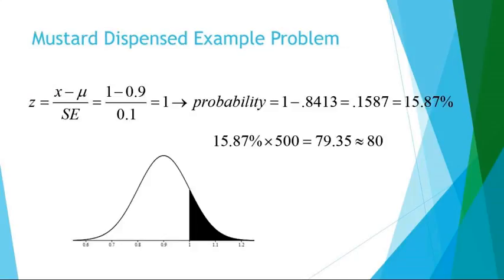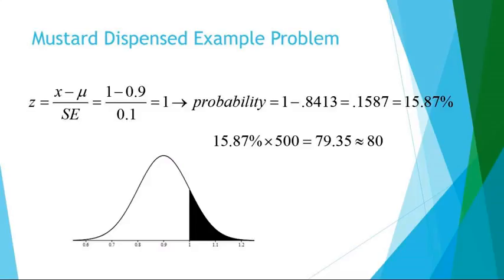So if I plug all those numbers into my z-score formula, I have x minus mu over standard error. My x, my threshold that I'm testing for, is going to be 1. My mu, my average, is going to be 0.9. Standard error, because I'm just dealing with standard deviation and not taking into account any sample size, is just going to be the standard deviation, so 0.1. 1 minus 0.9 is 0.1. 0.1 divided by 0.1 is 1. So if I look up 1 in my z-score table, I get the probability 0.8413.